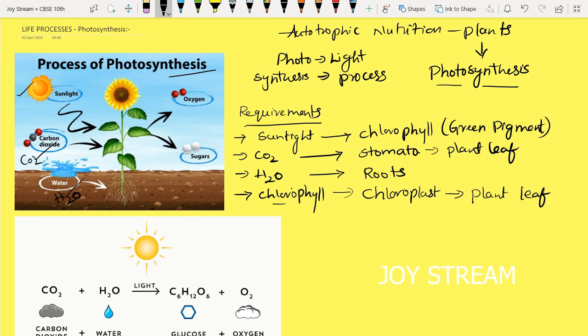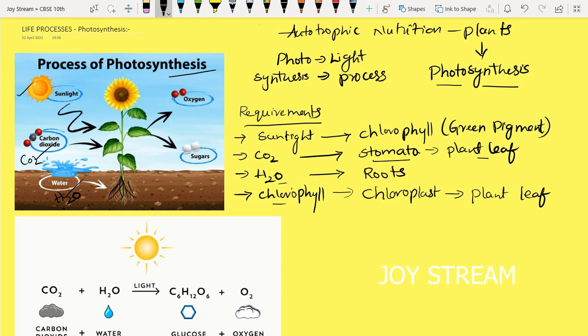Then the plant is absorbing the carbon dioxide from the atmosphere. Through which part? Stomata. Stomata is the part at which the exchange of gases takes place. It is present in the plant leaf. Okay, H2O. Water is absorbed by the plant through roots. Look at here. Here there are roots, so it absorbs water from the soil. Then this water goes into the plant.